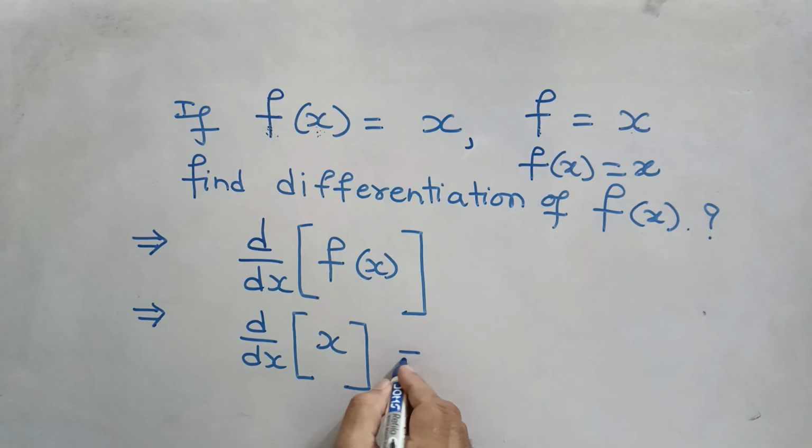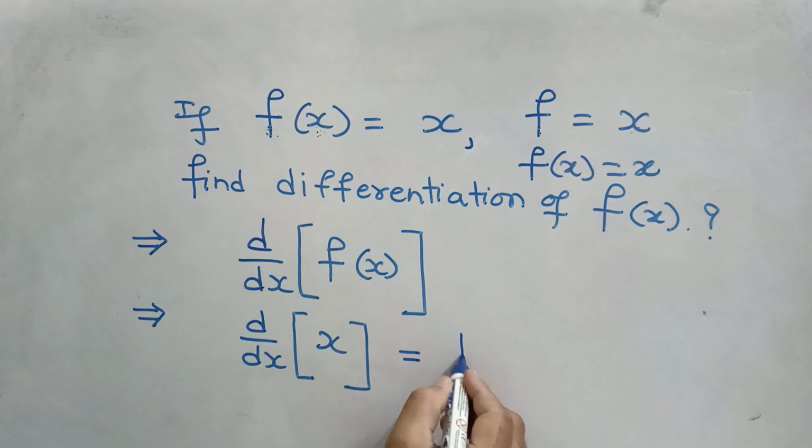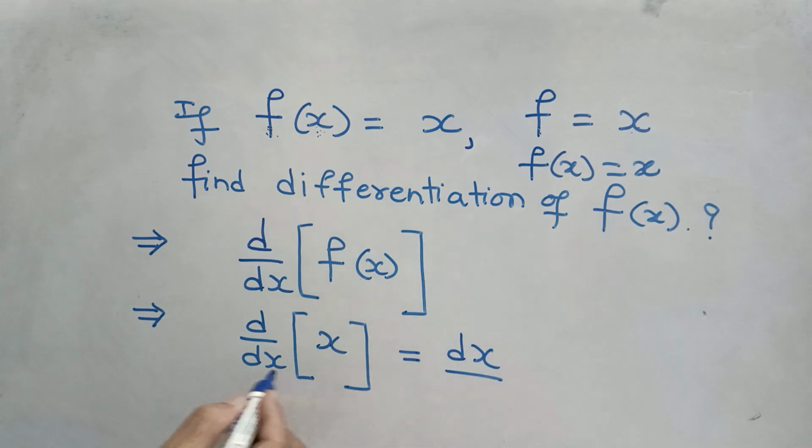And this is equal to, if you multiply d with x, dx. I can write like this, no? dx by this dx.